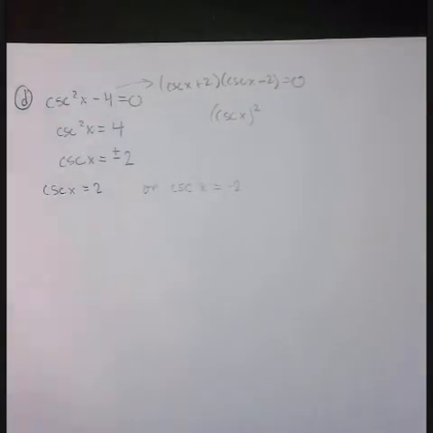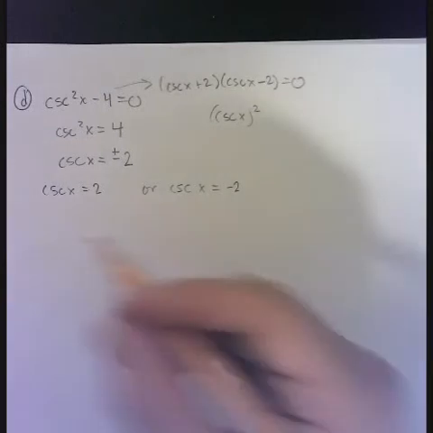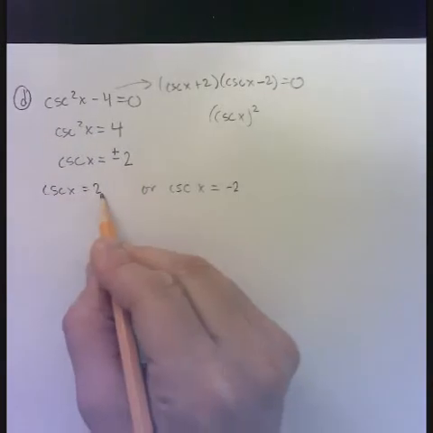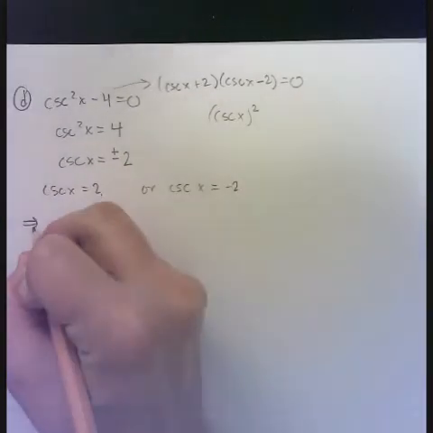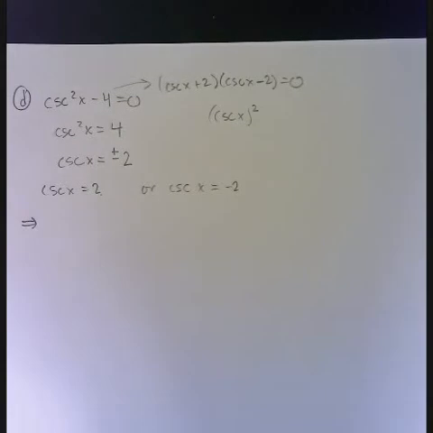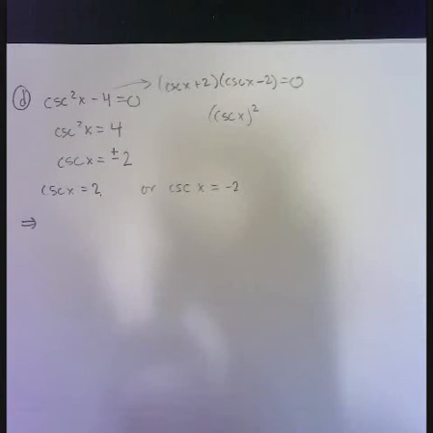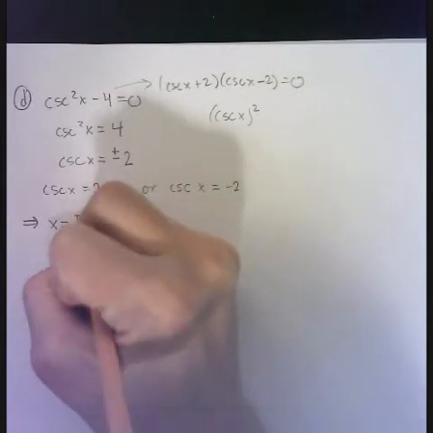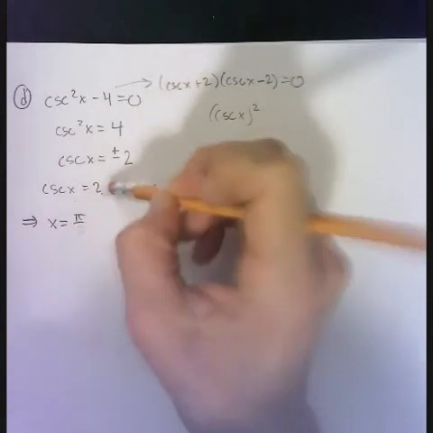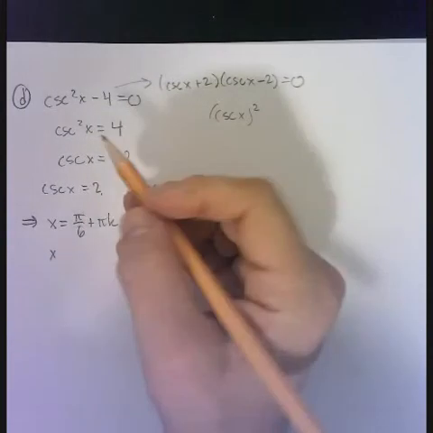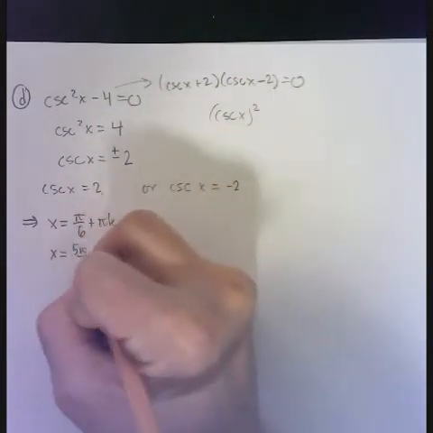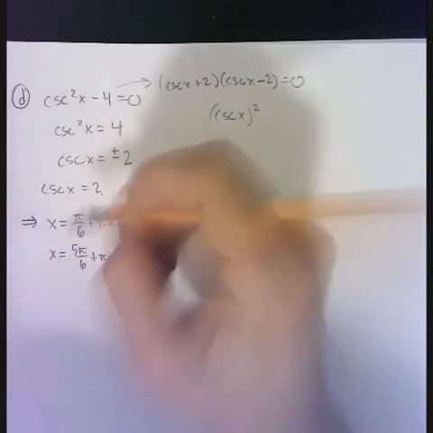Turn this light off. I think it works better without the light. Okay, so of course cosecant x equals 2 would be the same as saying sine of x equals 1/2. So we have reference angles of pi over 6. Cosecant and sine are positive in quadrants 1 and 2. So for this first equation, we get x is pi over 6 plus pi k. And then in quadrant 2, we have 5 pi over 6 plus 2 pi k.